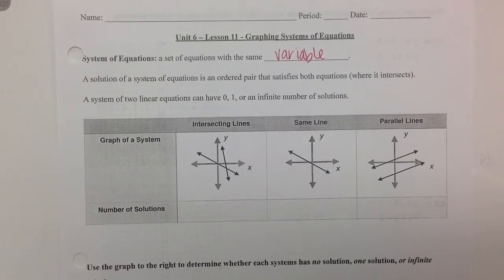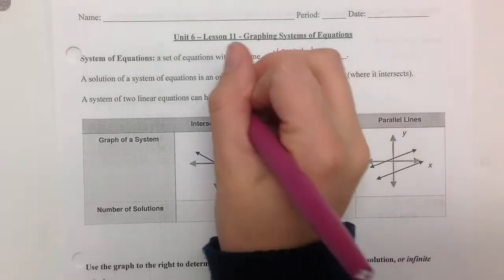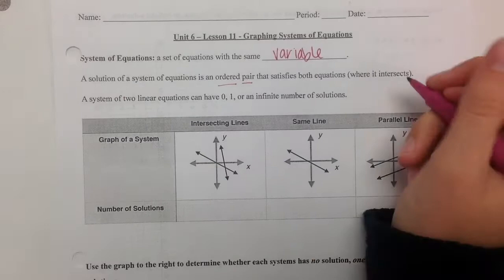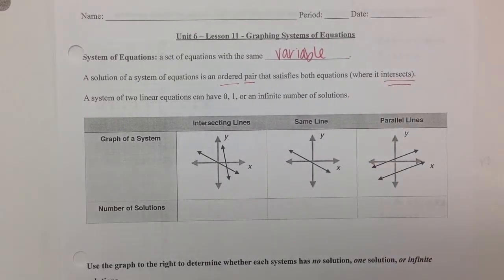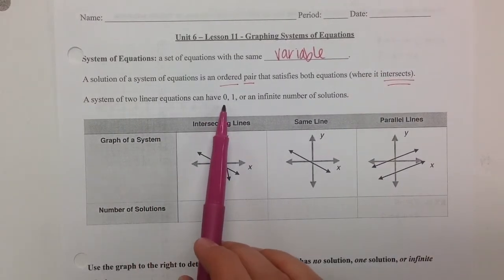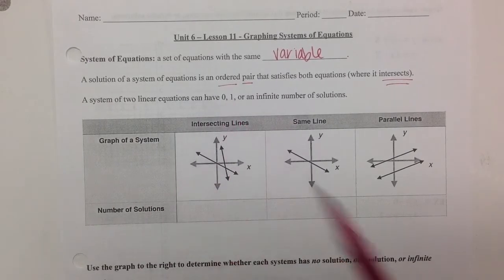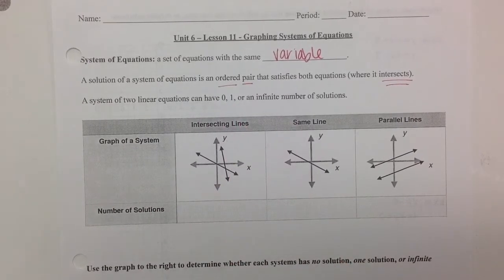A solution of a system of equations is an ordered pair that satisfies both equations, so where they intersect. It can have zero solutions, meaning they never intersect, one solution, meaning they intersect at one spot, or an infinite number of solutions, meaning they're the exact same line.